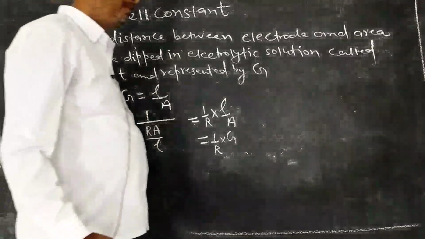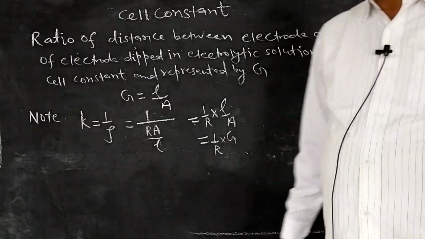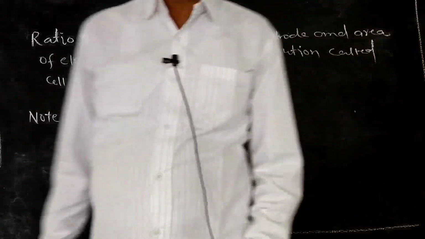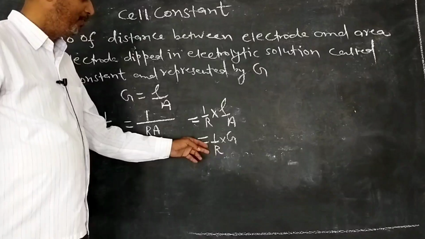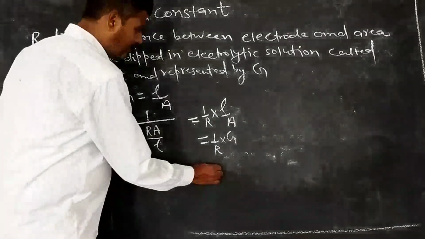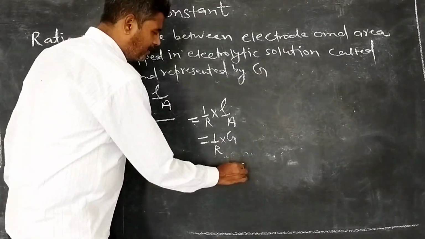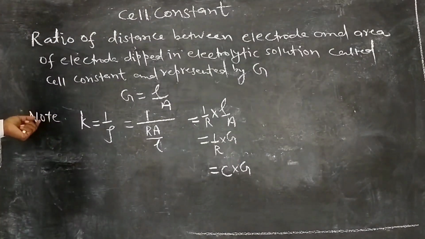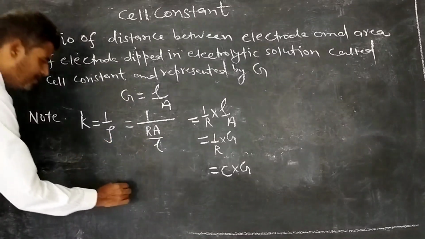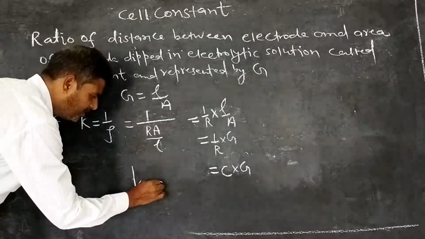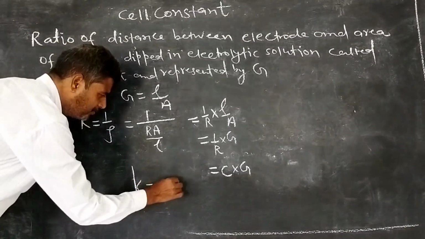Since 1 by R is known as electric conduction and represented by C, we may write C for 1 by R. It may be further written as C into G. A new relation for the conductivity and conductance is kappa is equal to C, electric conduction, into cell constant.